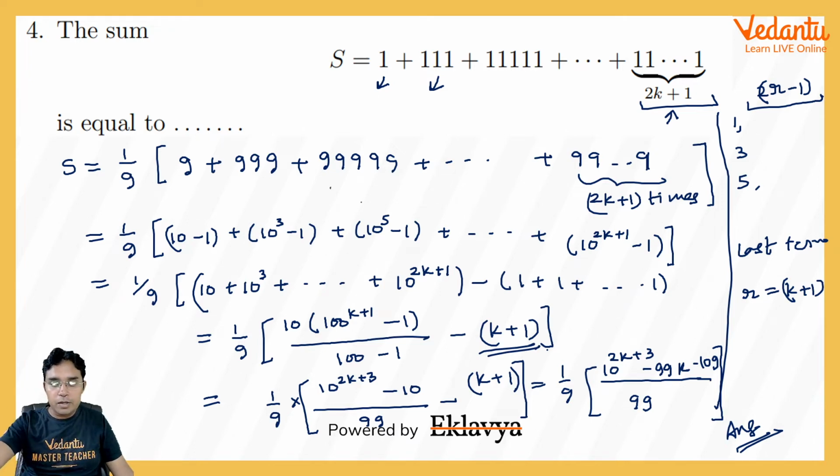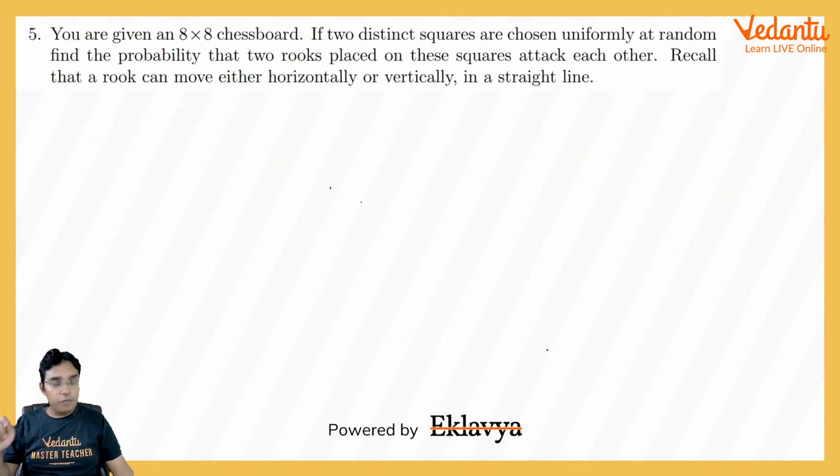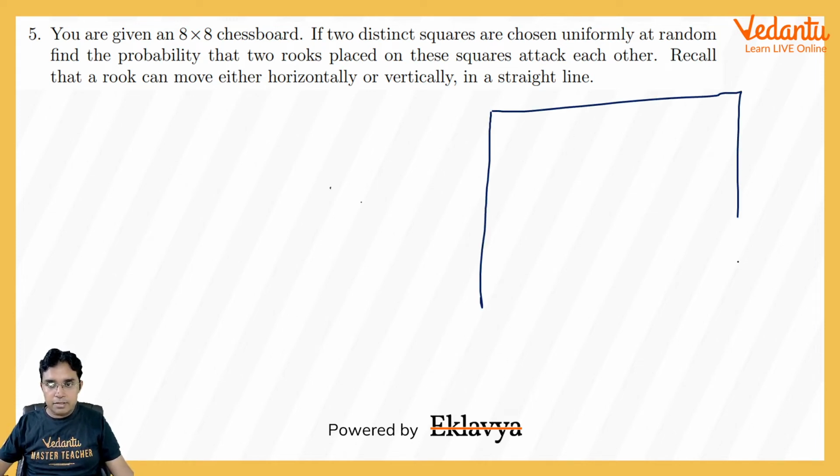Okay. Now coming to the next question, that is question number 5. It says we are given an 8 into 8 chessboard and 2 distinct squares are chosen uniformly at random. Find the probability that 2 rooks placed on these squares attack each other. Recall that a rook can move either horizontally or vertically in a straight line. Okay, so what exactly they are saying, suppose this is my 8 into 8 chessboard.